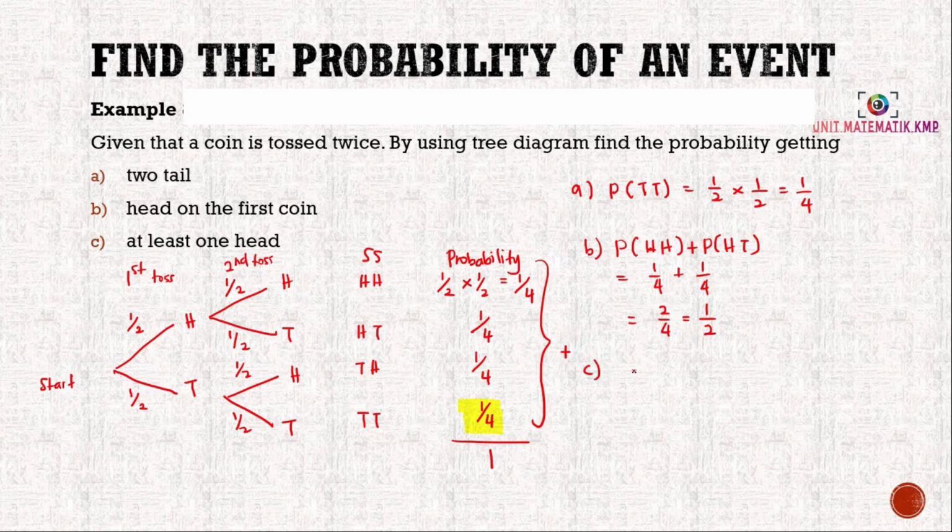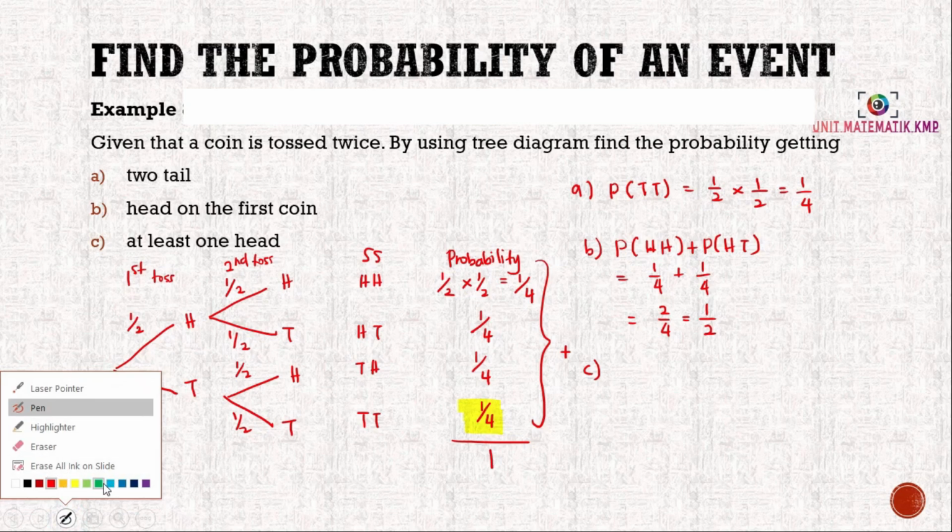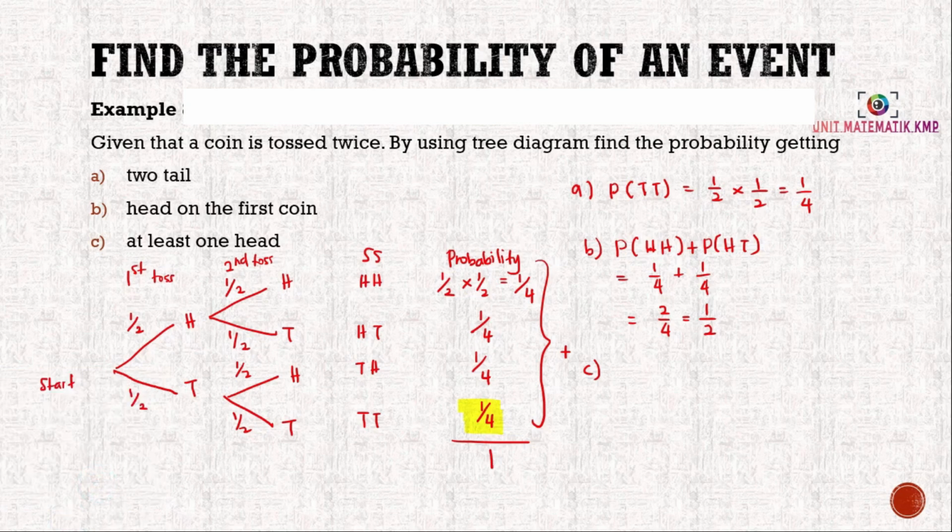Okay, question C, at least one head. So if we look at the solution, at least one head means that it can have more lah. So you can have HH, HT, TH. Oh, so TT ni tak boleh sebab dia bukan head. Okay, so soalan C, so probability of HH plus HT plus TH. So 1/4 plus 1/4 plus 1/4. So the total is 3/4.